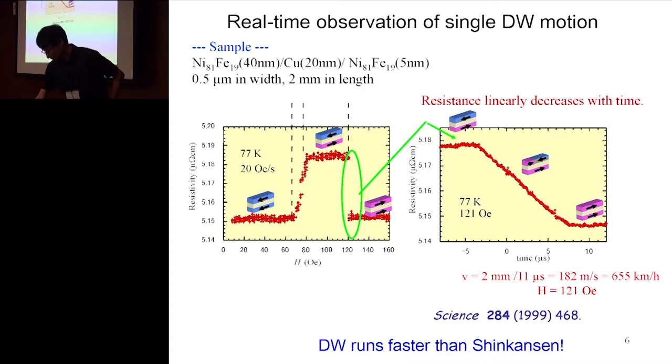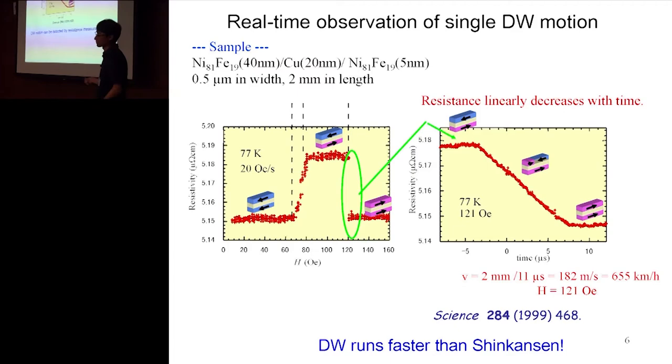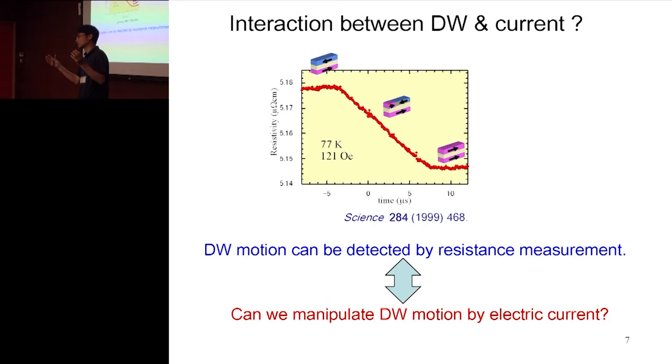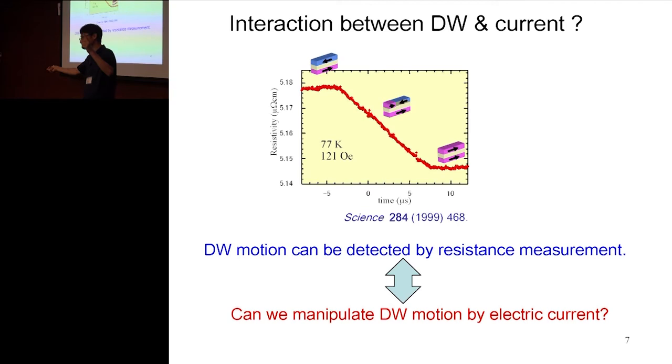Now I show the result, domain wall motion detection by the resistance measurement. So we see the spin dynamics of a domain wall through the electrical measurement. Then please imagine the reverse phenomenon: magnetization dynamics to resistance, well, electricity, the reverse. If you inject electric current through your magnetic wire, what happens? Can we excite some spin dynamics?